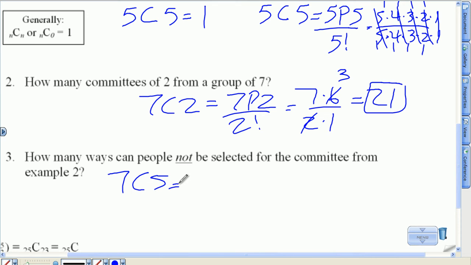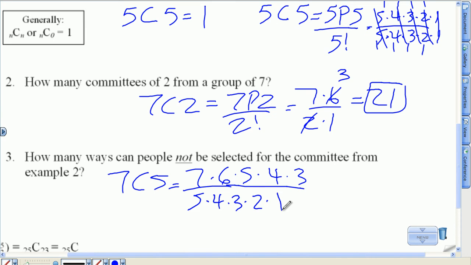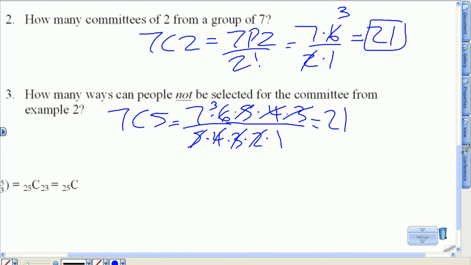So that becomes 7 times 6 times 5 times 4 times 3 divided by 5 times 4 times 3 times 2 times 1. So 5's cancel, 4's cancel, 3's cancel, 2 goes into 6 3 times, and that answer is also 21. If 2 people are chosen, that means 5 people are not chosen. 7C5 is equal to 7C2.